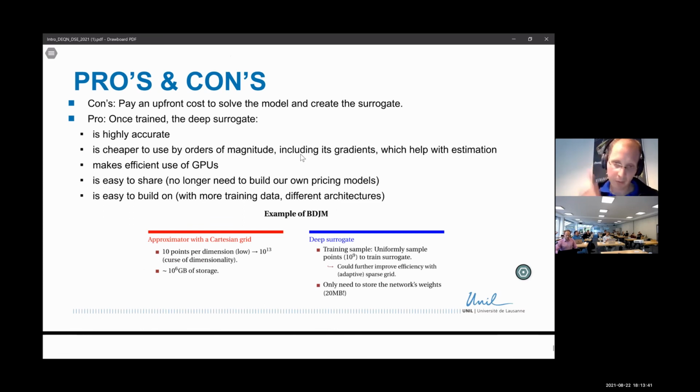Before I stop here, sorry for taking a bit too much time. With this technique of deep structural estimation, there's a pro and a con. The con is you need to solve your model once. So you need to generate this surrogate model once. This can potentially be a bit expensive. But on the pro side, you only have to do it once.